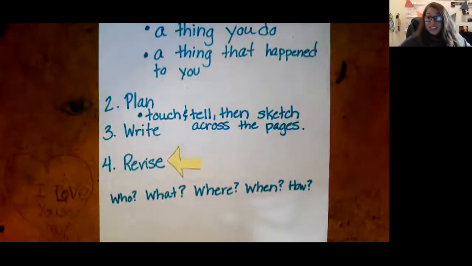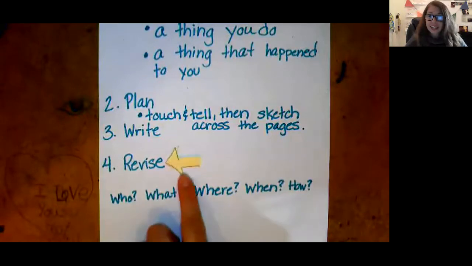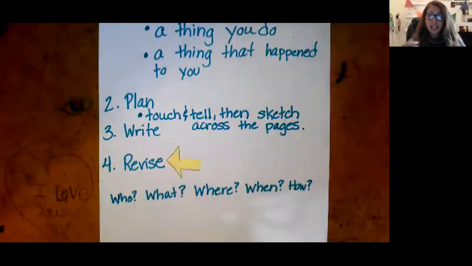So your choice today is I'm going to let you choose whether you want to go back to an old story and revise it. Just like I did, you can go back to an old story and add more about who was in it, what, where, when, or how. Or you can pick a new idea off of your idea chart and start your writing. Start by touching and telling and sketching your writing across 3 pages and making sure you have all these parts.